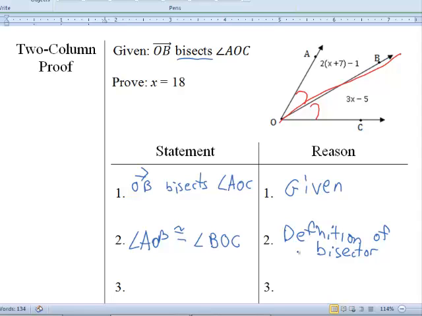All right, if two angles are congruent to each other, the next statement I can say is that they're equal to each other. The measures are equal to each other. So the measure of angle AOB is equal to the measure of angle BOC. How can I say that? What's my reason for saying that since they're congruent, they're equal to each other? Well, that's the definition of what congruent is. By definition, congruent means the same. So definition of congruent.